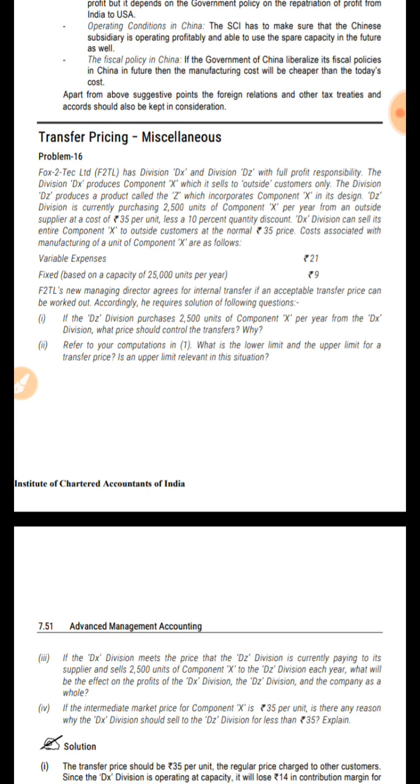FTTL's new managing director agrees for internal transfer if an acceptable transfer price can be worked out. Accordingly, he requires solution of following questions. If the DZ division purchases 2500 units of component X per year from the DX division, what price should control the transfers? Why?